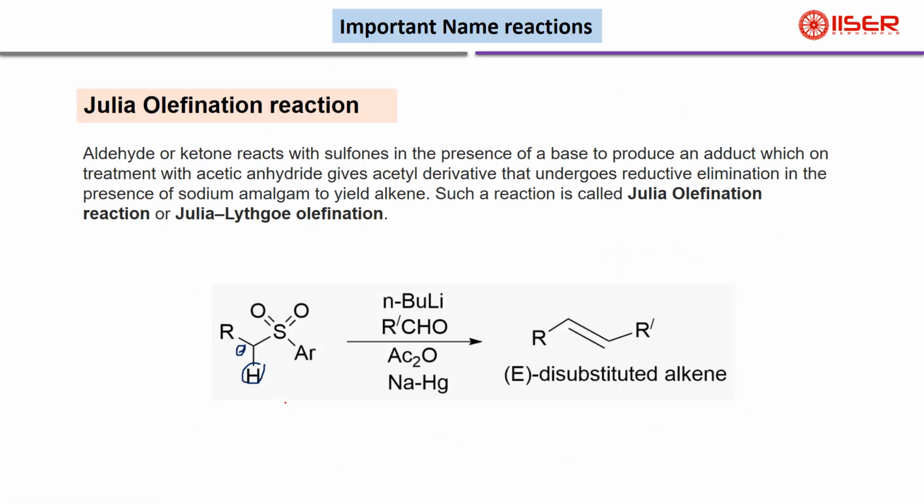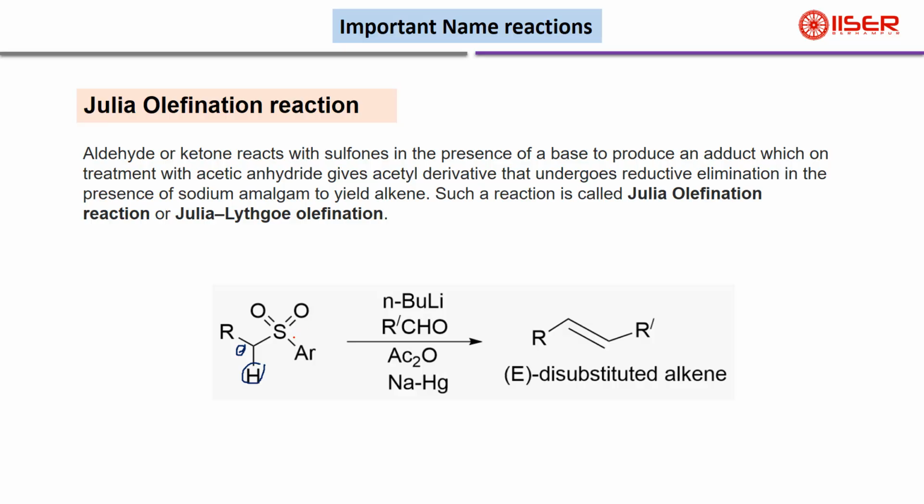Next is Julia olefination. So aldehydes or ketones react with a sulfone in presence of base to produce an adduct, which on treatment with acetic anhydride gives an acetyl derivative that undergoes a reductive elimination in the presence of sodium amalgam to yield an alkene. Such a type of reaction is called Julia olefination. So there is a sulfone.